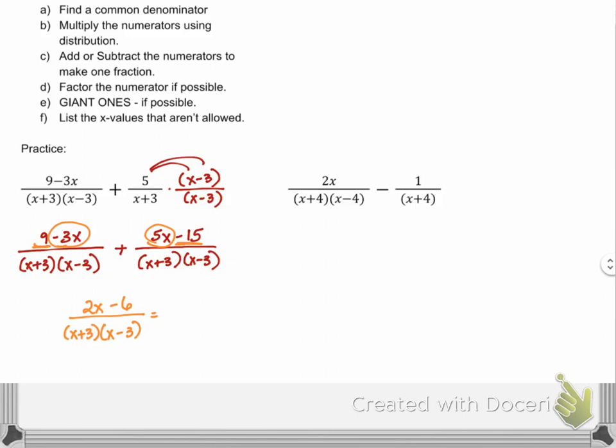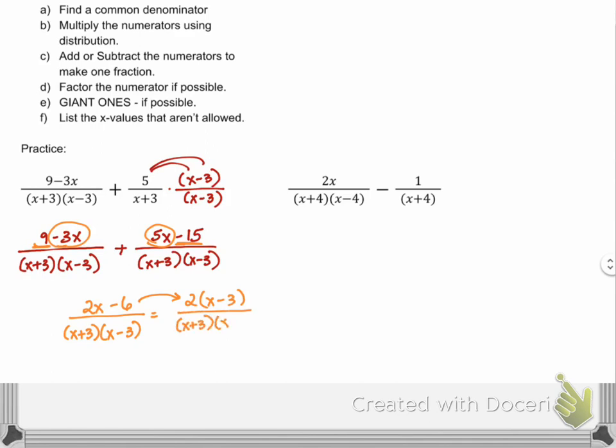Now, there's no x squared on the top, so I don't have to worry about a box and a diamond, but I look at 2x and negative 6, and they do have a greatest common factor that I could pull out to the front. That greatest common factor is 2. And so what I'm left with when I take a 2 out of 2x, I have just an x left, and when I take a 2 out of negative 6, I have a minus 3 left.